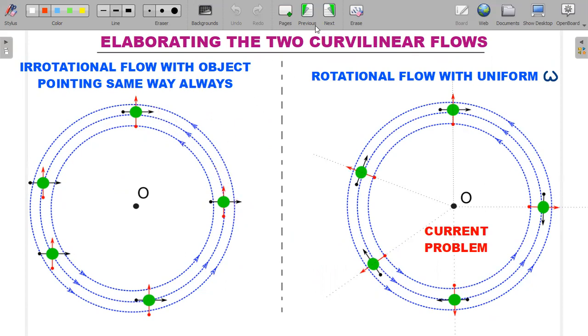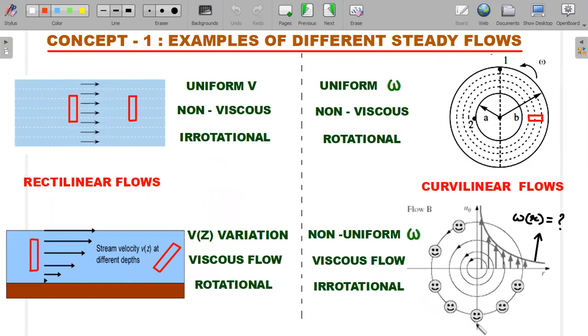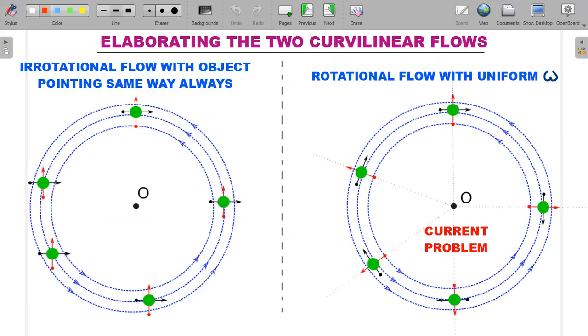This is what happens. Let me go to the previous slide. In this fourth case at the bottom right, maybe someone has maintained the omega as a function of r in such a way that this can happen. Whereas to the right side of it, in a rotational flow with uniform omega, if you concentrate on this red arrow, like our previous example, the red arrow always points along the radial direction. That means, do you see it's rotating about itself? Therefore, this is a rotational flow. So this is the current problem that we are looking at.